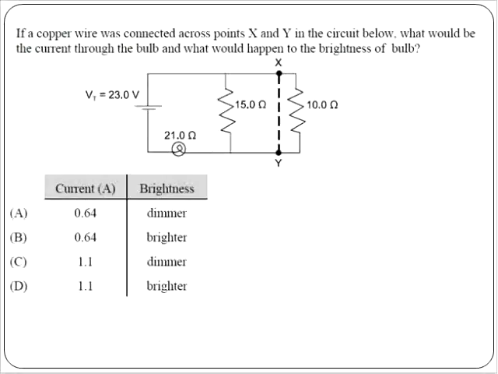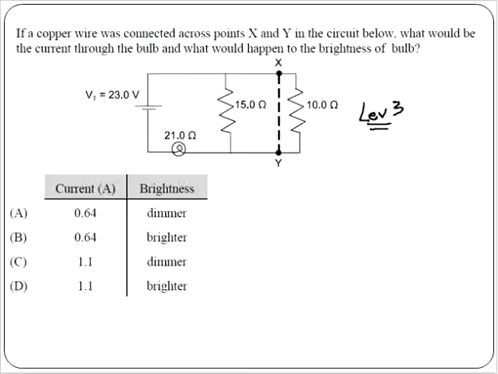All right, let's try one more multiple choice. Now this one is again a tougher one. This is a level 3 question again. You really got to think about this. If a copper wire was connected across points X and Y in that circuit, what would the current through the bulb be? And what would happen to the brightness of the bulb?